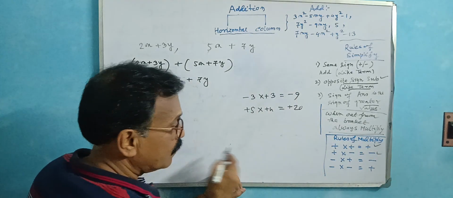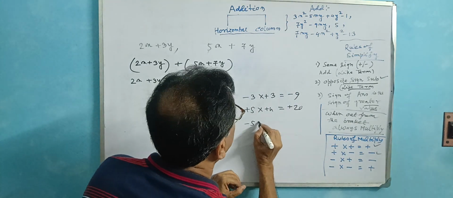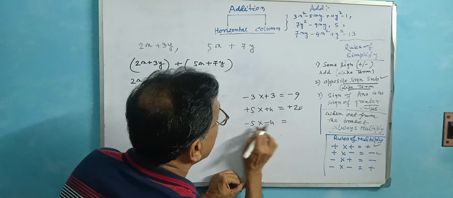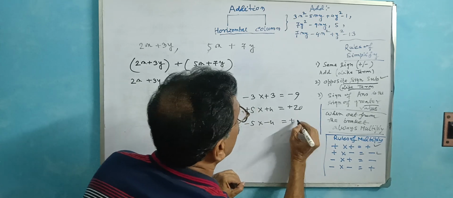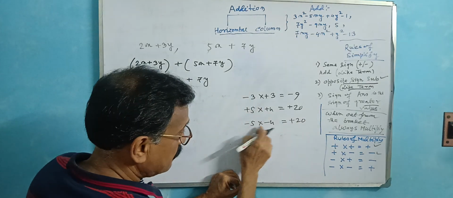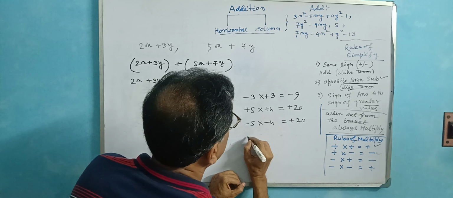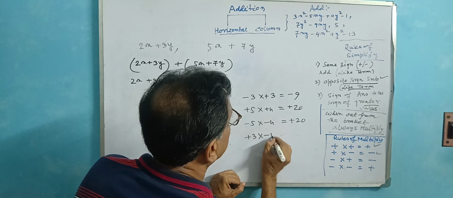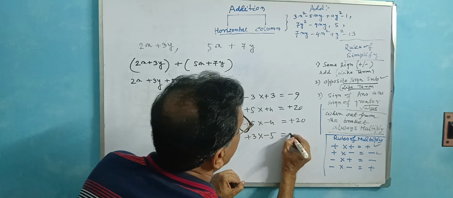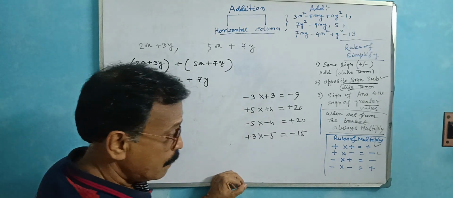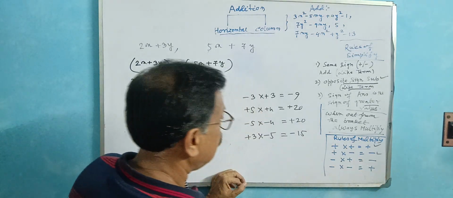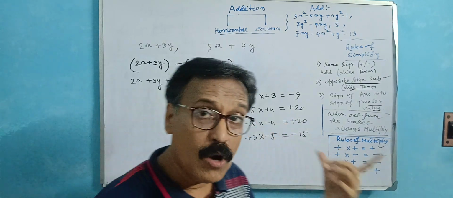So this is the thing. Here is minus 4 into minus 4, so minus minus is plus, 4 4s are 20. Now if this is plus 3 into minus 5, plus minus is minus, 3 5s are 15. So this is the rule of multiply.